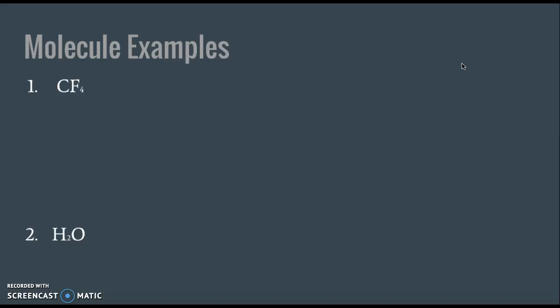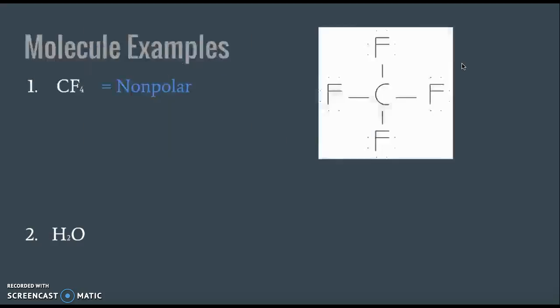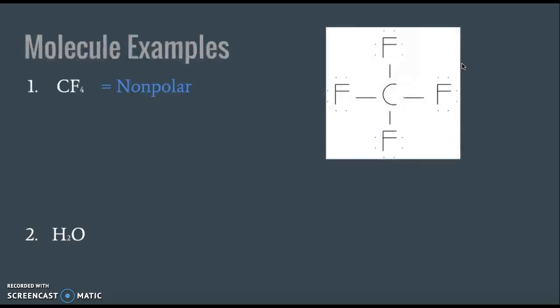In CF4, it is going to be a nonpolar molecule because all 4 bonds between C and F are polar. When all 4 of these are pulling in different directions in polar ways, they're going to create a nonpolar molecule because they all cancel out. In H2O, it's going to be a polar molecule.